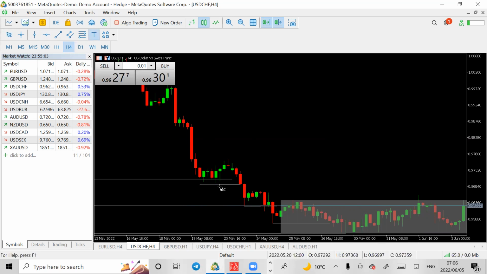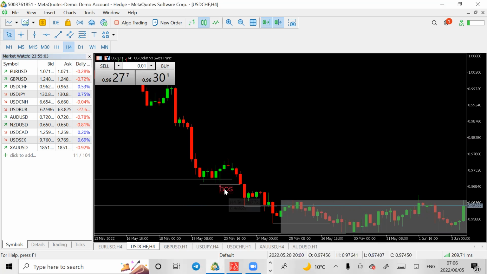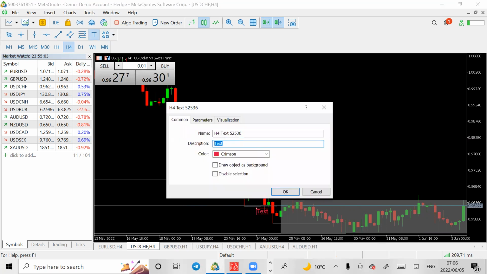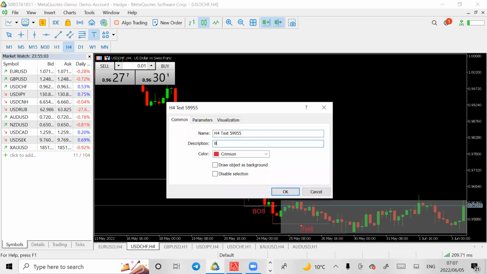You could see the key zones getting broken to the downward side. So we call them break of structures. When they get broken, we can name them with BOS.